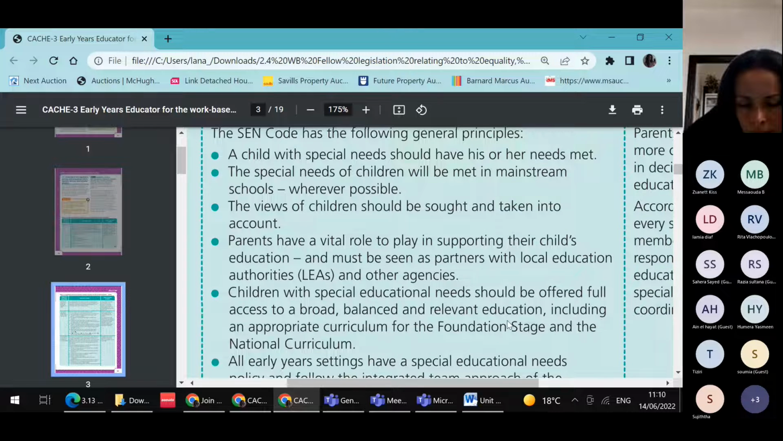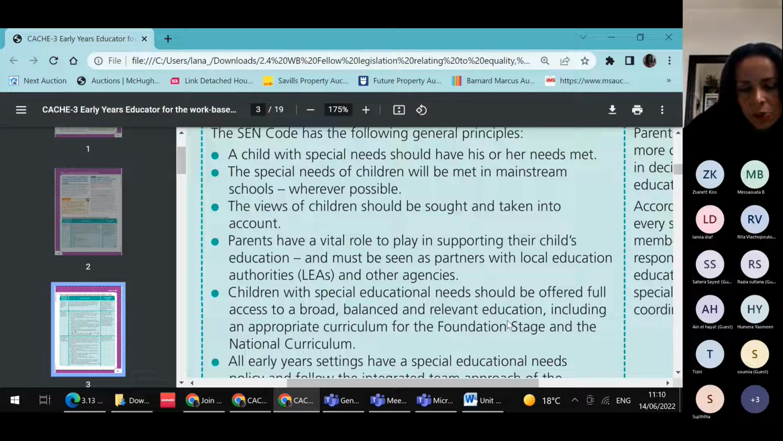Also, the parents have a vital role to play in supporting their children's education. So the parents must be seen as partners. They could meet the local educational authority and other agencies. They all should recognise that the parents have a vital role to play in supporting their children.